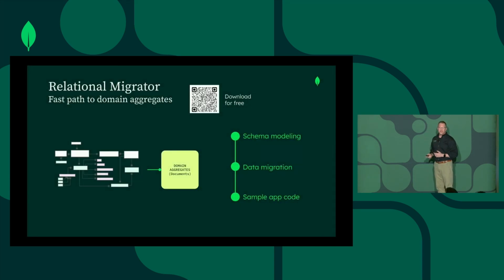Relational Migrator is a free download. There's the QR code for that. It's the catalyst. It's the fast path to domain aggregates. Again, you can load a collection up and get your development team started right away.